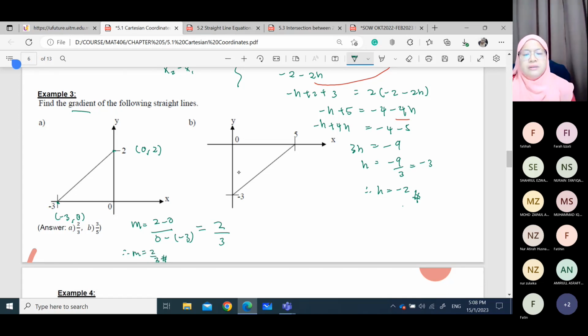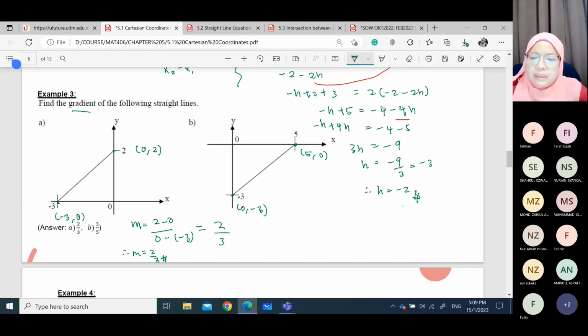Okay, that is its gradient. So for B, the point here is this one. X is at 0. It is on the y-axis. So when it is on the y-axis, it means x is also zero. And y is at -3. So this point is (0, -3). And for this point, x is at 5 and y is 0.